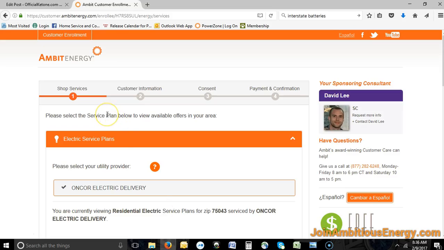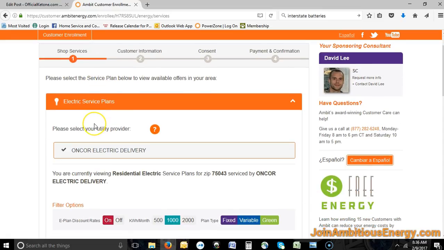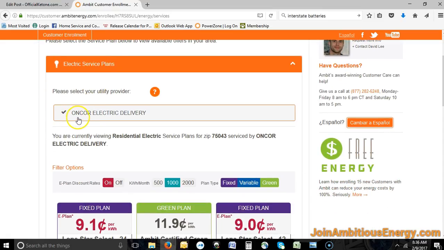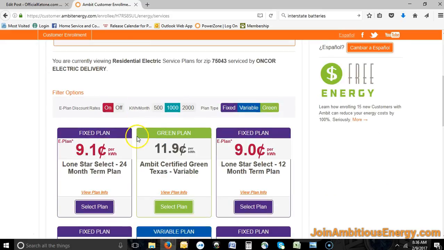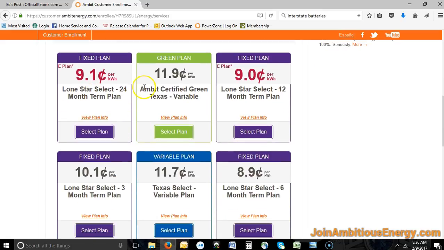Okay, so here's Ambit Energy's current rates in the North Texas Oncor delivery territory. We've got Oncor selected here, and I've already put in a zip code. And here's the plans, okay? Now, Ambit always basically posts average rates. It's also called a bundled rate. So let's just take, for example, the 12-month plan.